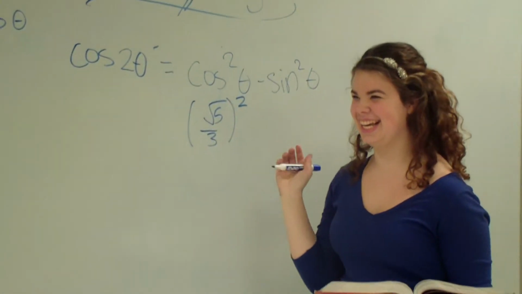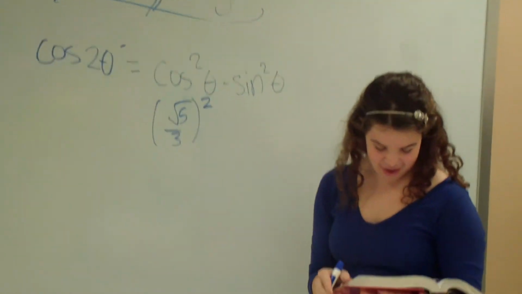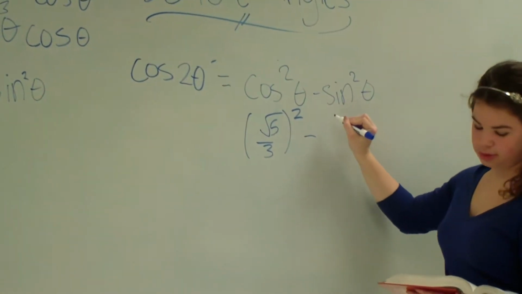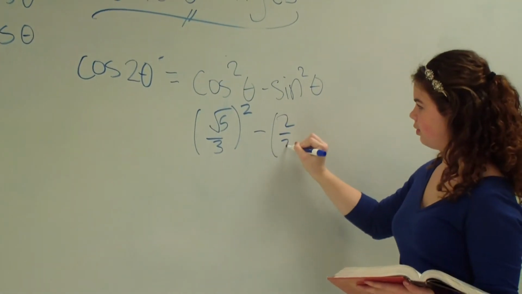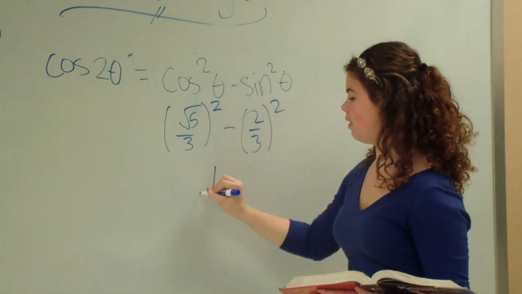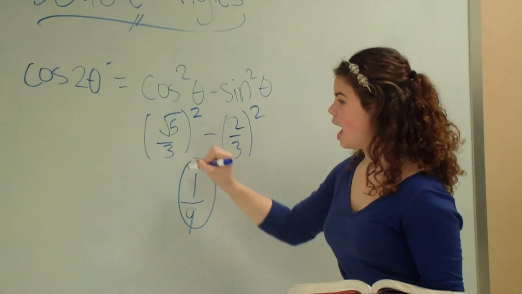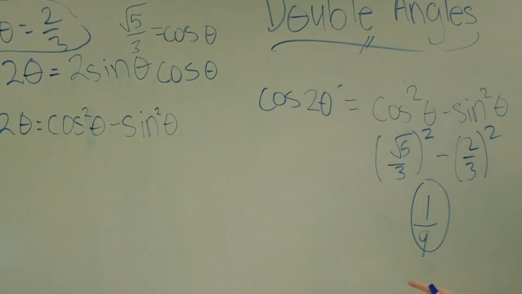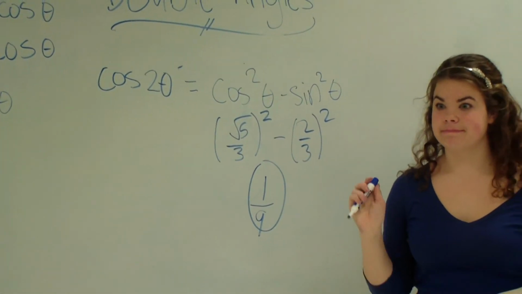The trig identity. We're editing that. And then we're going to subtract the 2 over 3. And we're going to square that. And you're left with the fraction of 1/9. So cosine of 2 theta equals 1/9. And that's it.